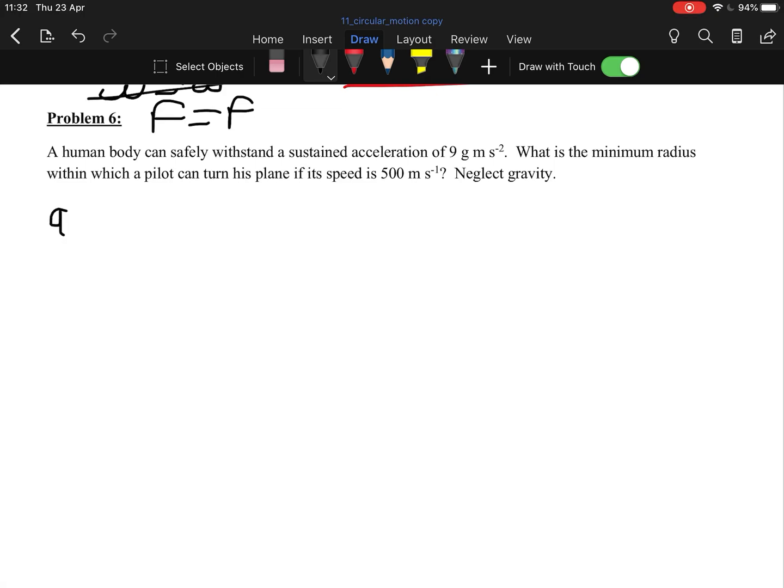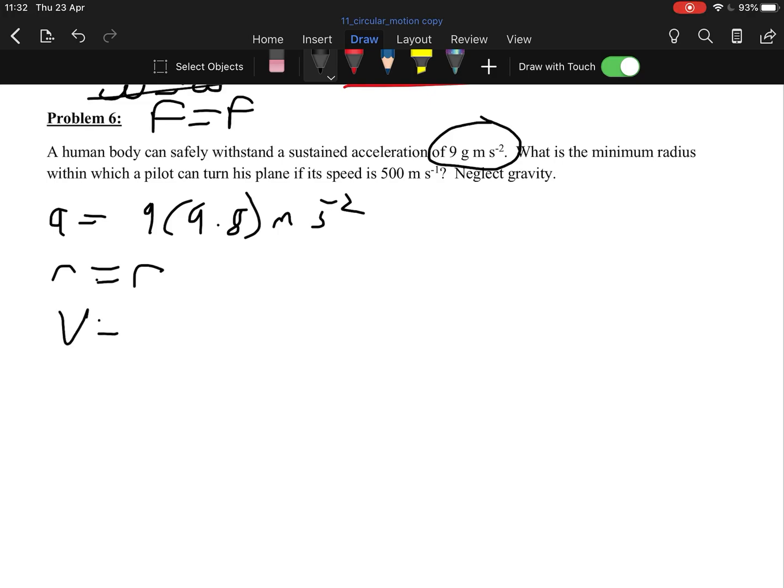Problem 6. A human body can safely withstand a sustained acceleration A equals 9g meters per second squared. What that means is 9 times gravity, so 9 times 9.8 meters per second squared. G stands for gravity. What is the minimum radius for a pilot, so we're looking for r this time, if its speed is 500 meters per second? V equals 500 meters per second. Ignore gravity. Now what they mean by that is don't ignore the 9g. They mean ignore actual gravity.